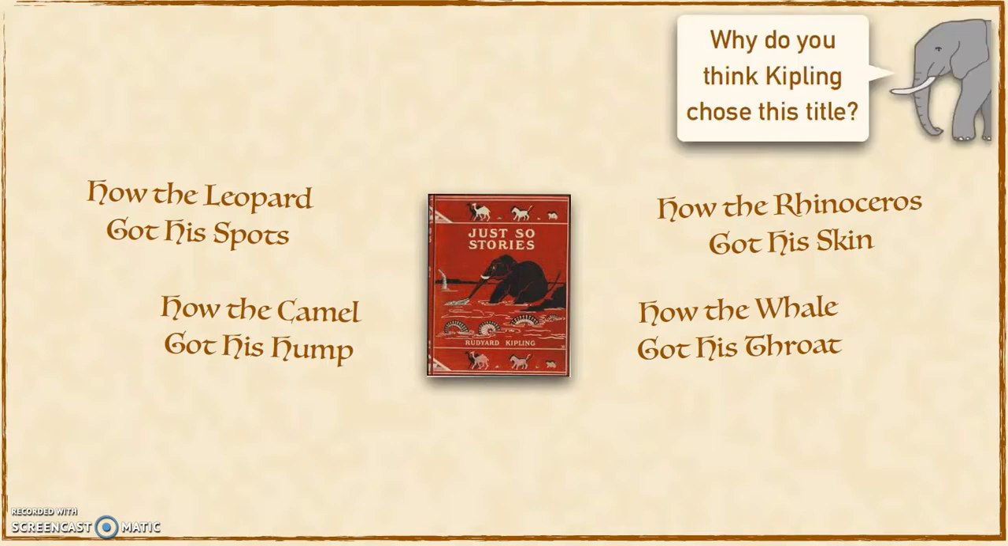But why do you think he chose the title The Just So Stories for this collection? We look at the titles: how the leopard got his spots, how the camel got his hump, how the rhinoceros got his skin, and how the whale got his throat. Why do you think that these were called Just So stories, not something else? Think about Effie, the person who he told these stories to as a little girl. Is there any clue about any of the information that Rudyard Kipling has told us?